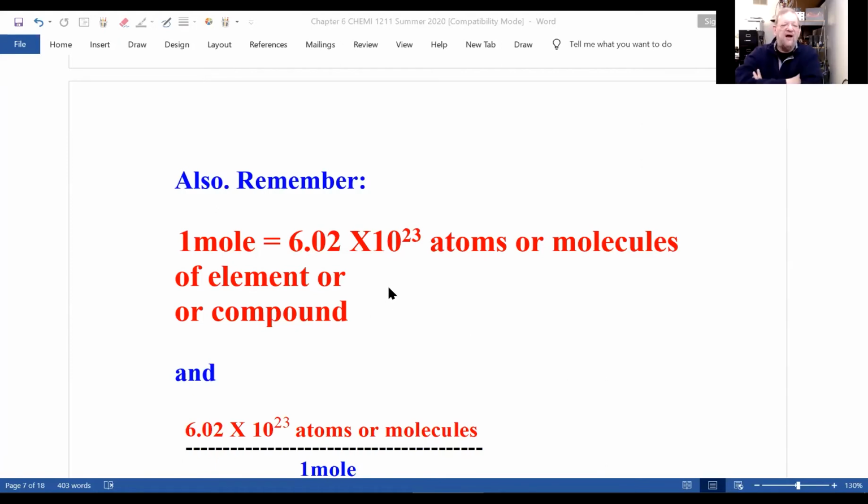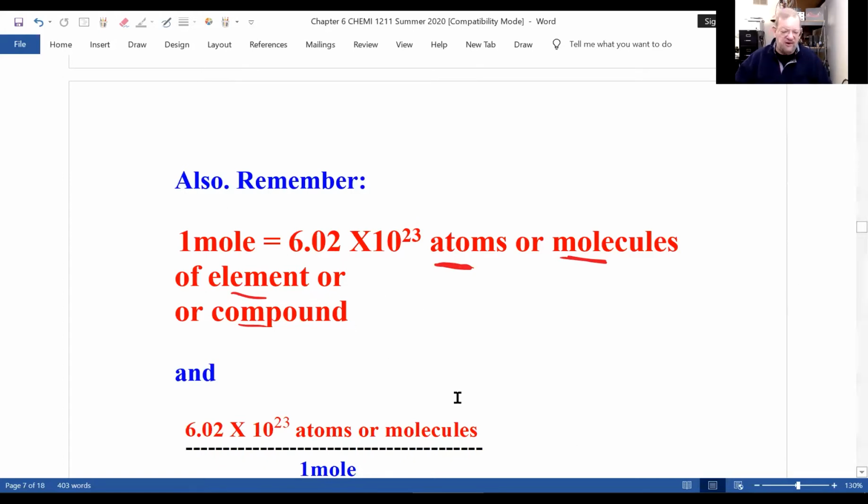Anyways, back to chemistry. All right, 1 mole, this you should know, equals Avogadro's number, 6.02 times 10 to the 23rd, atoms or molecules. It's atoms of an element. So 1 mole, Avogadro's number, is one definition, the counting unit of chemists. Another definition: 1 mole of an element equals Avogadro's number of atoms. 1 mole of a compound equals Avogadro's number, 6.02 times 10 to the 23rd molecules.